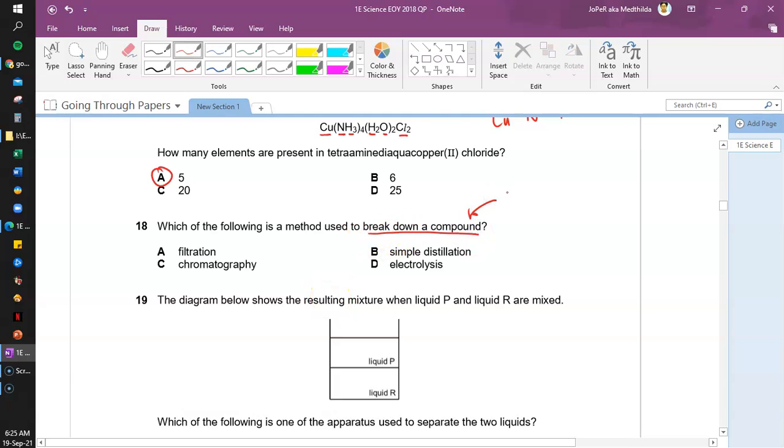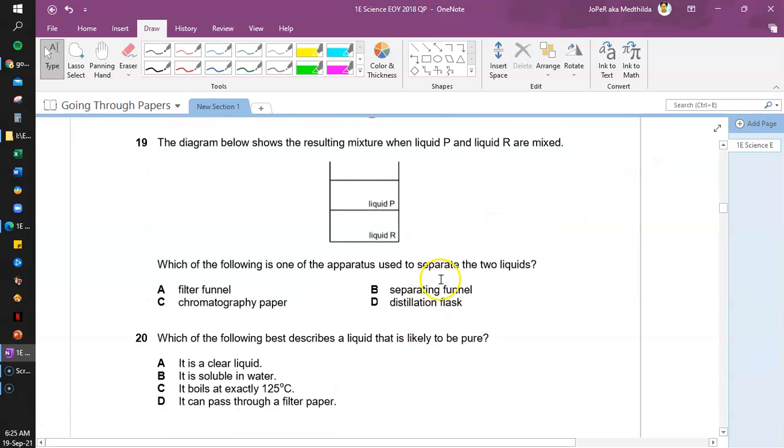Which of the following methods is used to break down a compound? To break down a compound, there are only 2 ways you learn in your syllabus under chapter 4. It's either using thermal decomposition, or you're going to use electrolysis. So what are these two? You actually use heat, thermal means heat, to break down a compound, or electrolysis, which means electricity. So therefore, the only possible answer here for 18 is D.